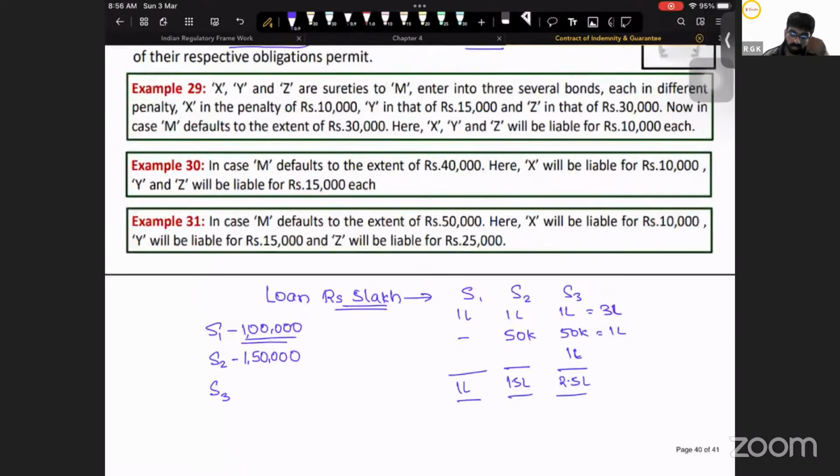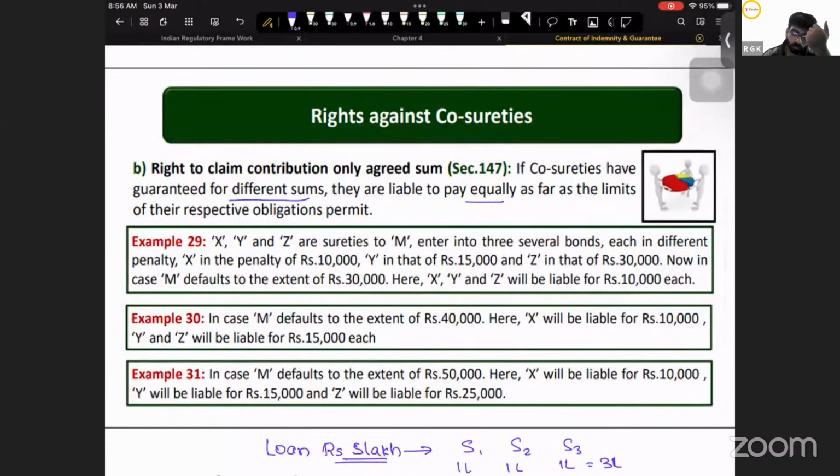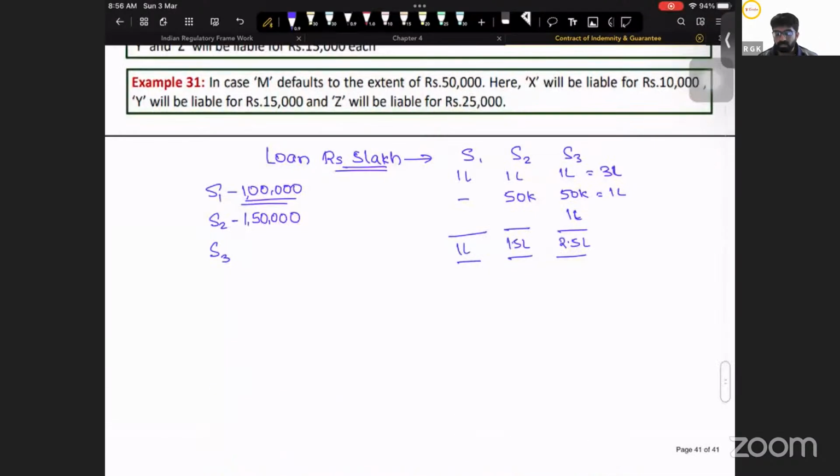This is what is said here. If co-sureties have guaranteed for different sums, they are liable to pay equally as far as the limit of their respective obligations permit. Till their limit, they are liable to pay equally. After their limit, they will not be held liable. Other co-sureties will be held liable. This is the procedure for appropriation of payment when co-sureties have fixed the amount of their guarantee. This is the way in which the liability will be fixed.